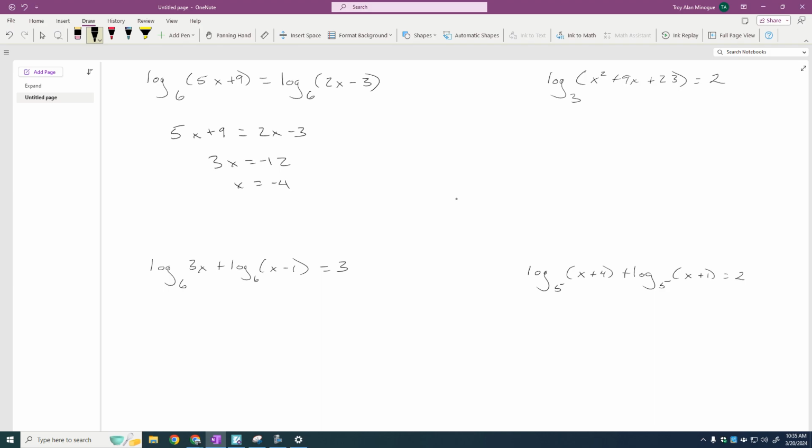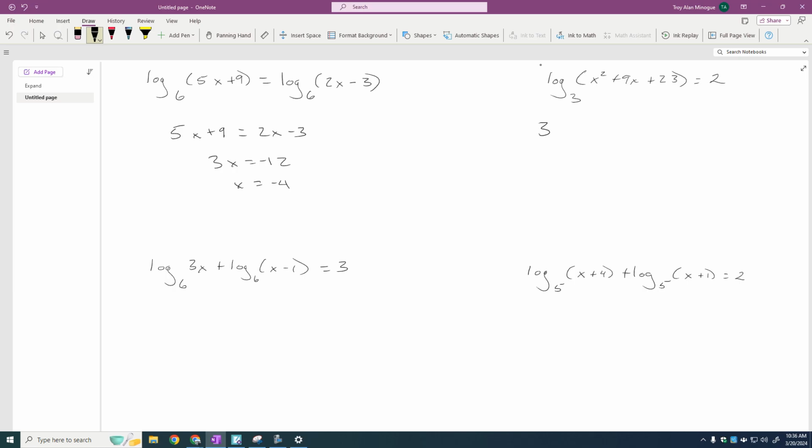Okay, your turn. Does it look like this problem, or does it look like the one up above? Hit pause, give it a try. Okay, I'm going to switch forms. It does not look like this. It's not log equals log. It's log equals a number. So I'm going to switch forms.